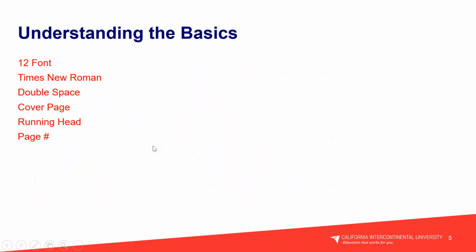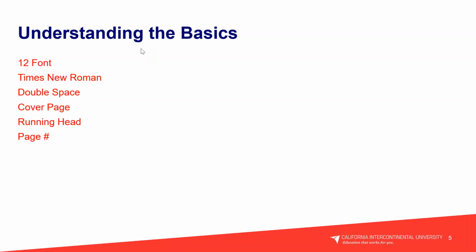All right, so just understanding the basics. I wrote this as basics because I just want you to know that if your paper doesn't have this, you already are not fulfilling the APA requirements. Some of the APA basics is that it has to be in 12 font. It has to be in Times New Roman. It has to be double spaced. It has to have a cover page. It has to have a running head, and it has to have a page number on the top right-hand corner.